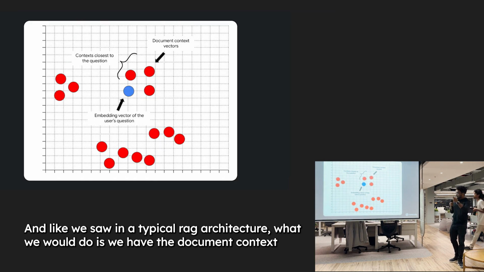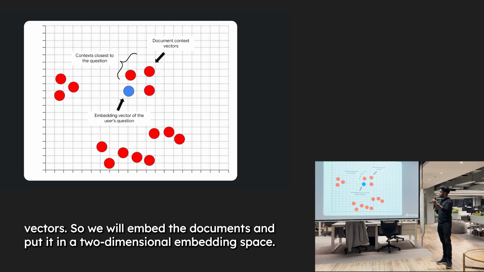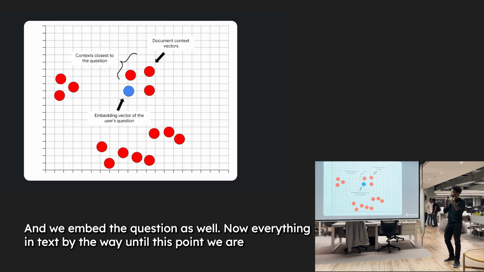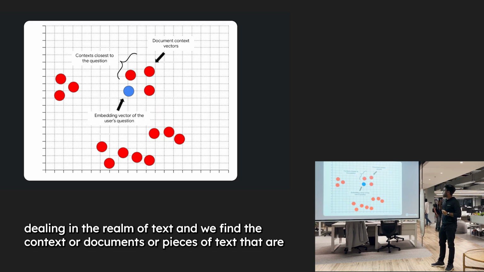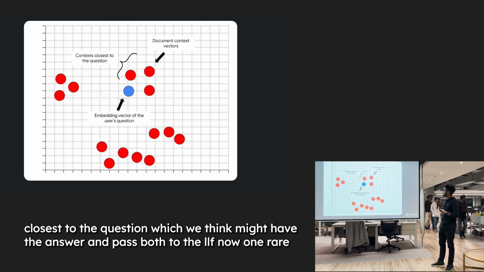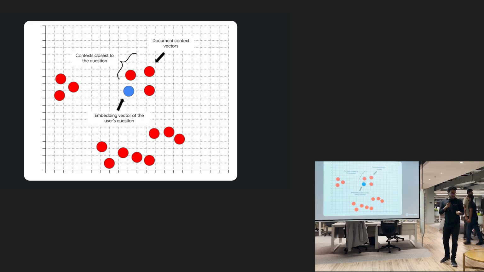And like we saw in a typical RAG architecture, we have the document context vectors. So we embed the documents and put them in a two-dimensional embedding space, and we embed the question as well. Now everything is in text, by the way. Until this point we are dealing in the realm of text, and we find the context or documents or pieces of text that are closest to the question which we think might have the answer, and pass both to the LLM.